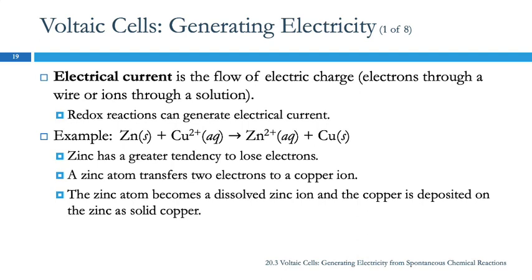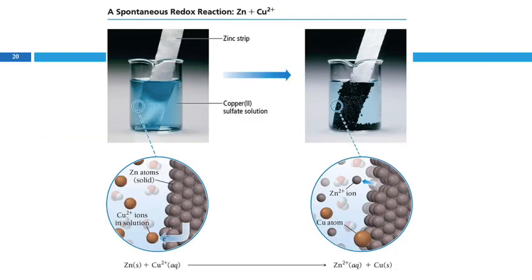And there's no simple way to predict that. We'll have a table of reduction potentials that we'll just always look at, because you can't just know all this stuff. So the zinc becomes a dissolved zinc ion, the copper gets deposited onto the zinc. And so here's a picture of that. You put a piece of zinc into a copper sulfate solution, and this will happen.